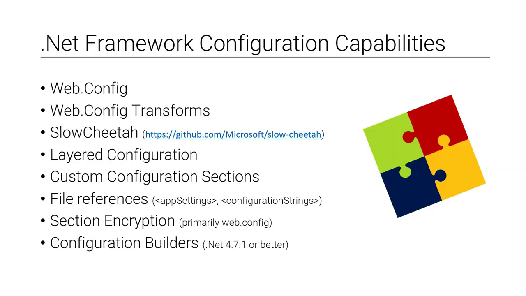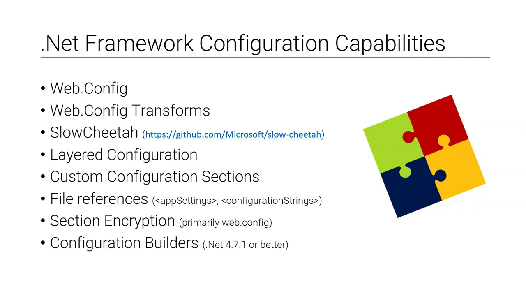So what do we have out there? Web configs. Everybody familiar with web configs? If you don't know web configs, you haven't been in .NET very long. Web config transforms, I think that's what you're talking about. You have a production version, a staging version, and you can set the configuration to make the change. SlowCheetah started as an independent product, but it fixed such a big hole that now it's hosted on Microsoft's GitHub account. It basically does web transforms at compile time. Usually transforms are only done at publish time, and this helps with that.